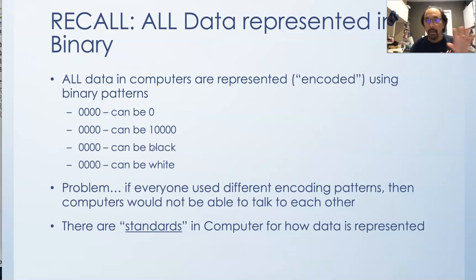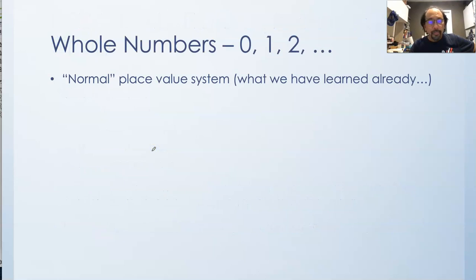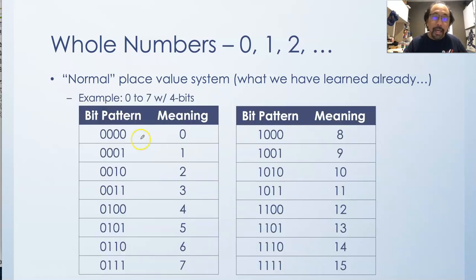And so today we're going to be looking at different standards, different ways we commonly represent data in computers. Now, of course, numbers. Numbers are one of the most commonly dealt with data items in computers, and we've already learned how we could represent whole numbers. A very standard way of representing whole numbers is using the normal place value system that we talked about the other day.